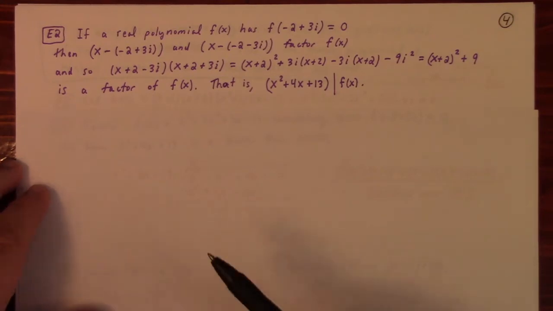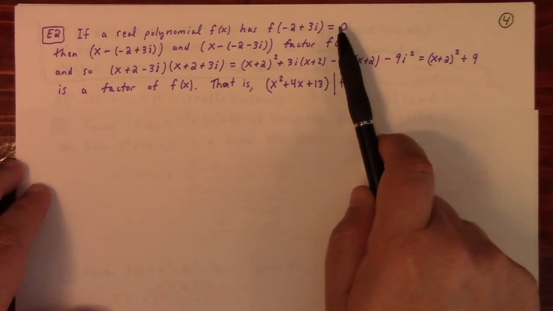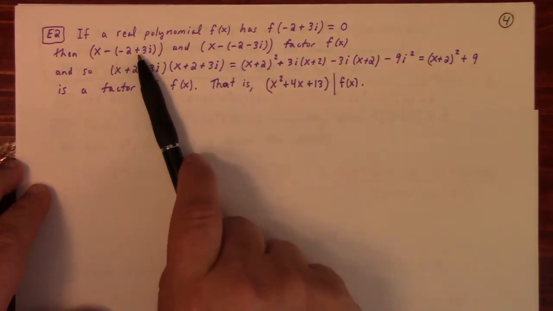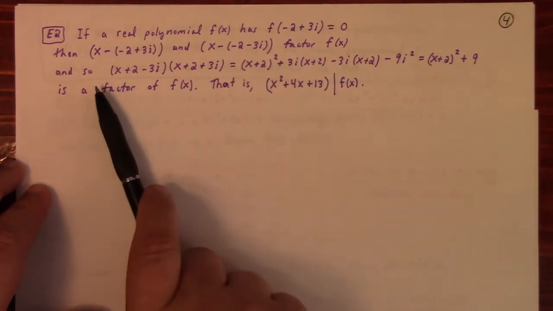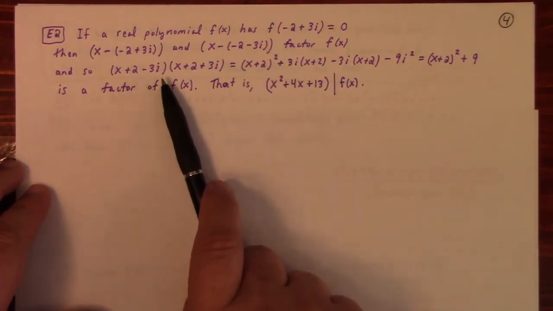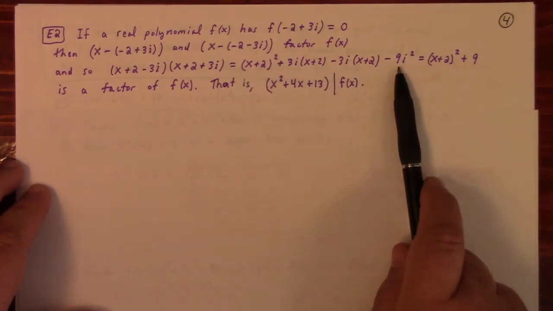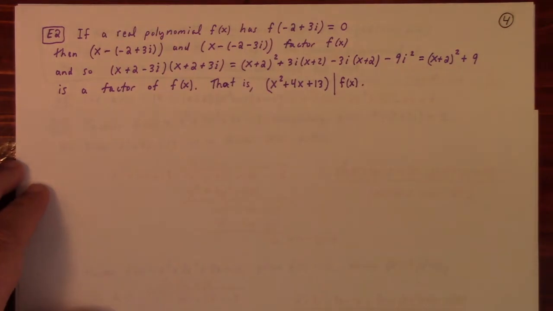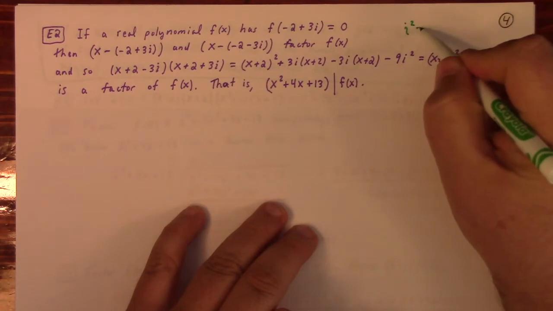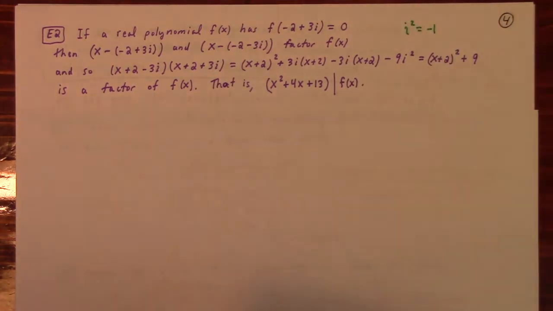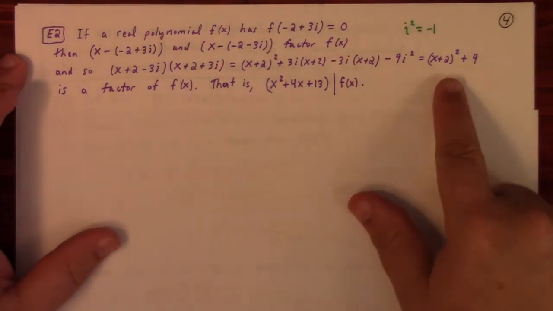Okay, so if a real polynomial f of x has minus 2 plus 3i as a 0, that means that x minus that and x minus its conjugate are both factors of f of x. And so when you multiply those out, the imaginary part cancels out, and you're just left with (x plus 2) squared minus 9i squared. But remember, what's the deal with i squared? i squared is minus 1. So that gives us the plus 9. There's that irreducible quadratic.